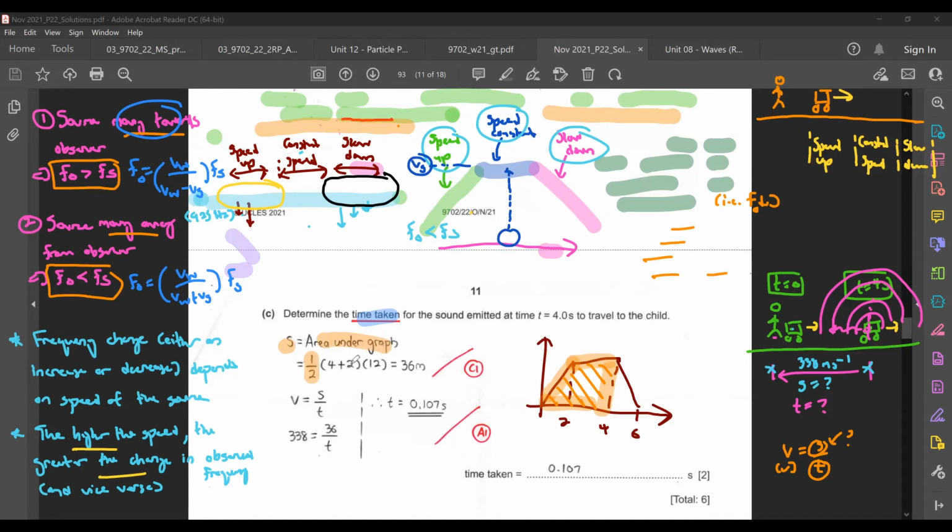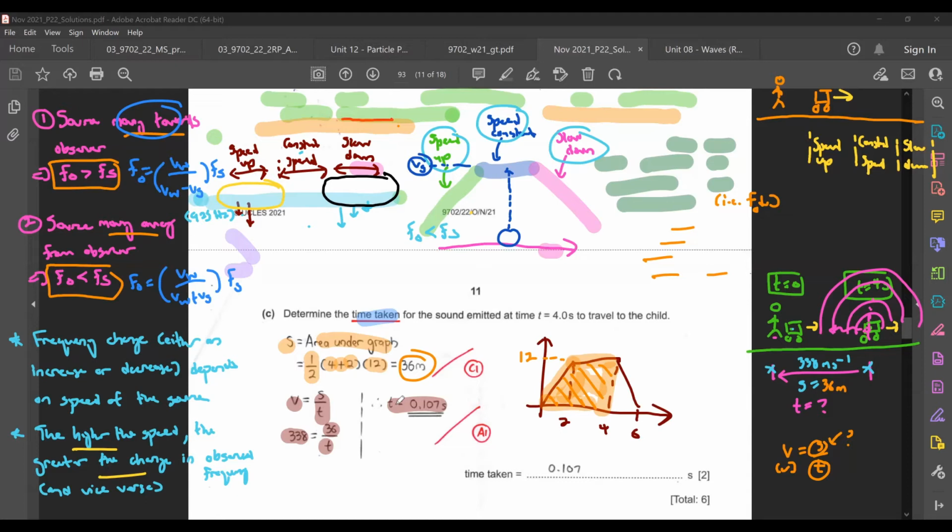It is the area of a trapezium. So it's half times 4 plus 2 times 12. This one was 12. This is 36 meters. Your car will need to travel, sorry, the sound wave will need to travel a distance of 36 meters back to the child. So you use V equals S over T: 338 equals 36 divided by T. T will be 0.107 seconds, just like this. All right, right?